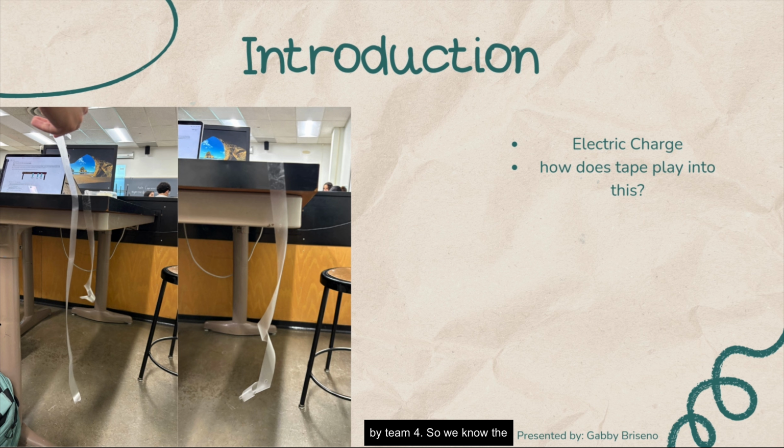Hello, this is lab number 1 on charged objects presented by Team 4. So we know the fundamental concepts in physics, the electric charge, and since our very first science classes, we've learned about positive and negative charges, but how exactly do they behave? And more importantly, how can we observe them right here in the lab?